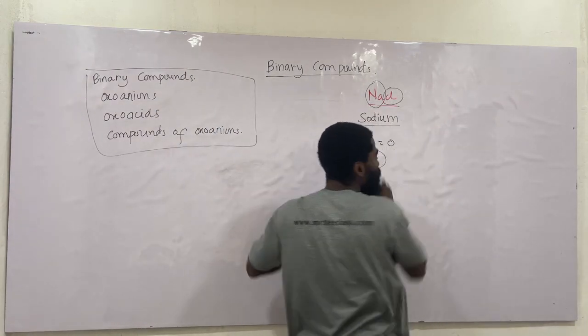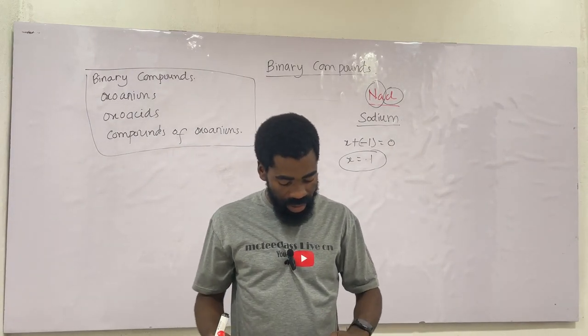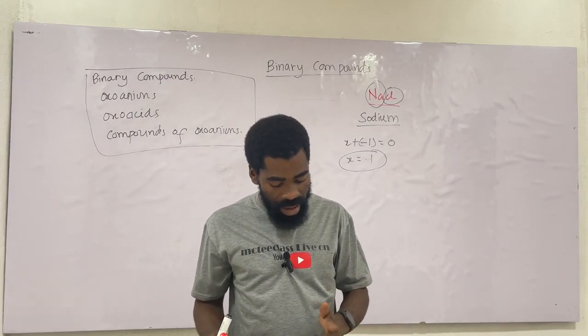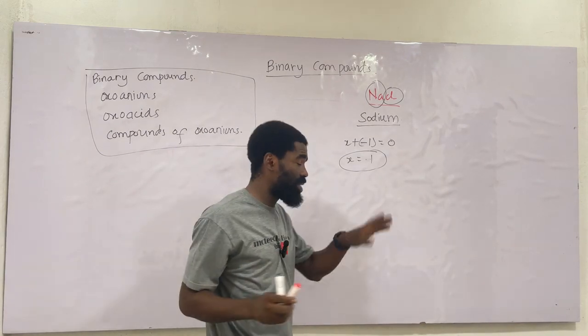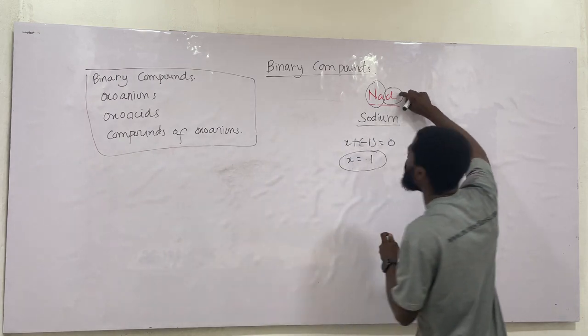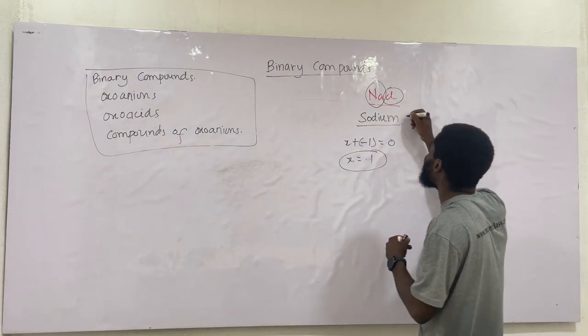Then, going back to chlorine, consider the next step. It says that the suffix -ide replaces the last part of the name of the second element. Very simple. Now, chlorine is an anion here, so it becomes chloride.